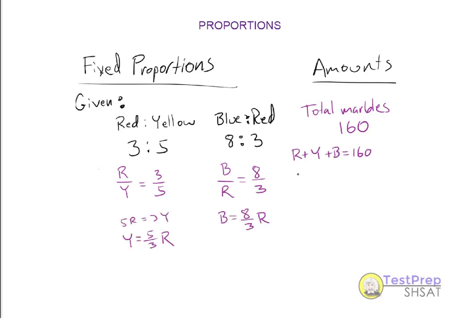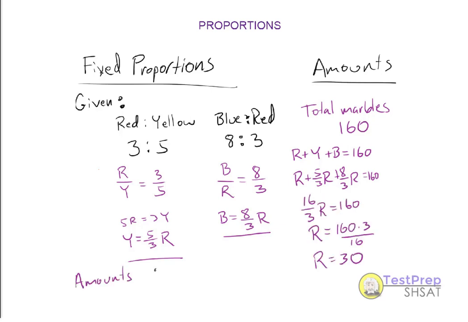And if the total is 160, well, I know that means red plus yellow plus blue equals 160. I'm going to substitute my two proportion equations in, so everything's presented as a function of r. So y is 5/3 r, given this. B is 8/3 r. There are 30 red marbles.